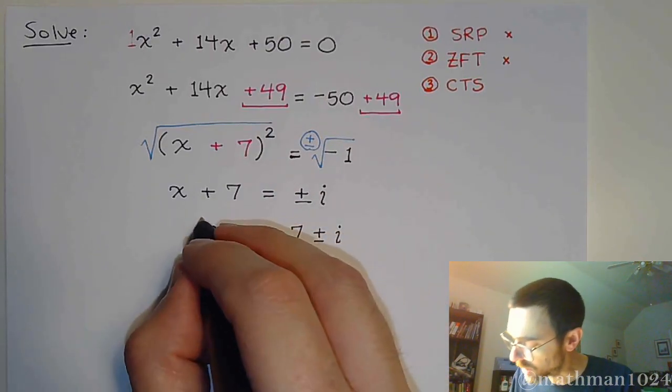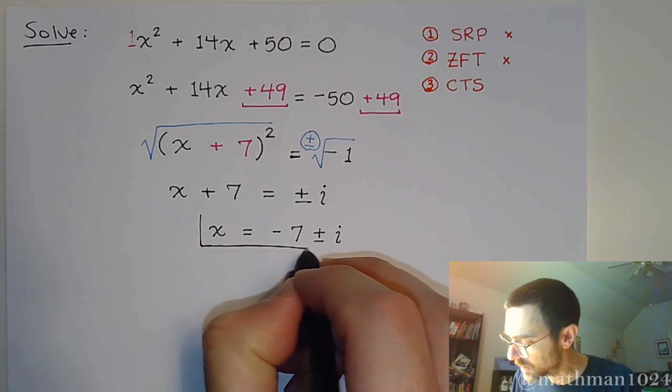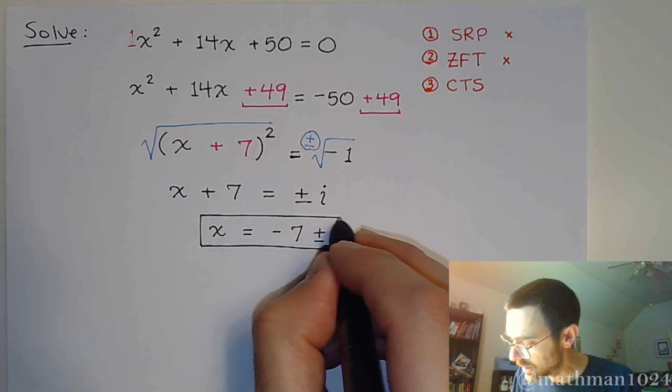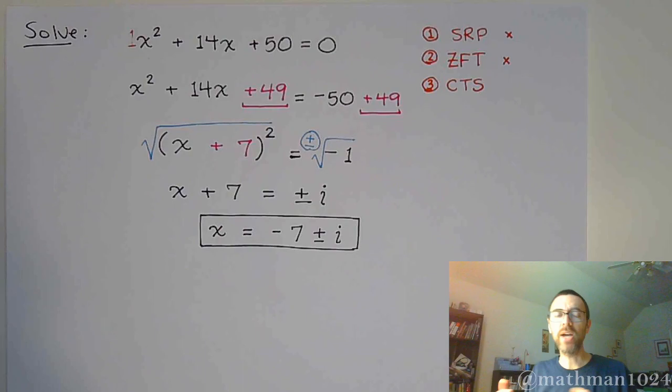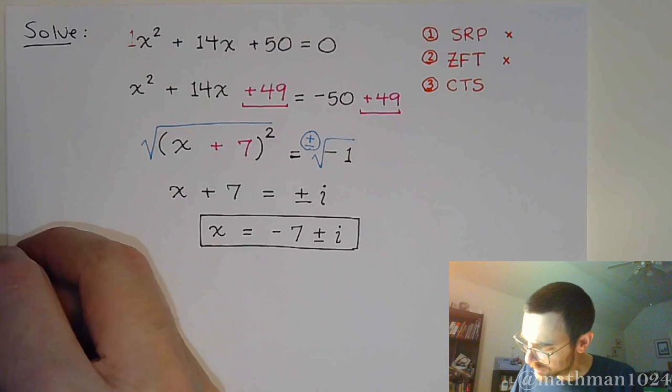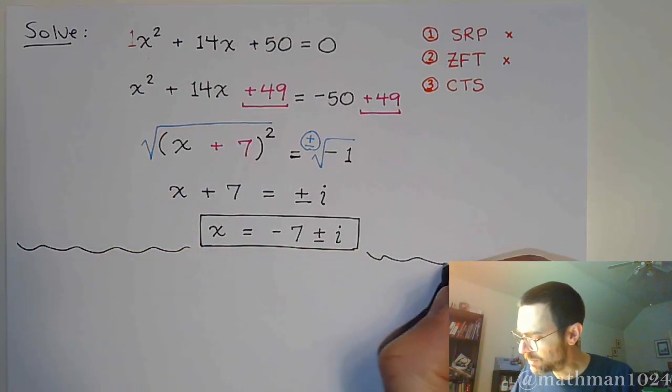Again, this is an answer that we could not have gotten from factoring. And at the very beginning, we could not have gotten it from the square root property. So we had to manipulate and set it up so that we could use the square root property. I used to hate completing the square for some reason, but I don't know, it's fun.